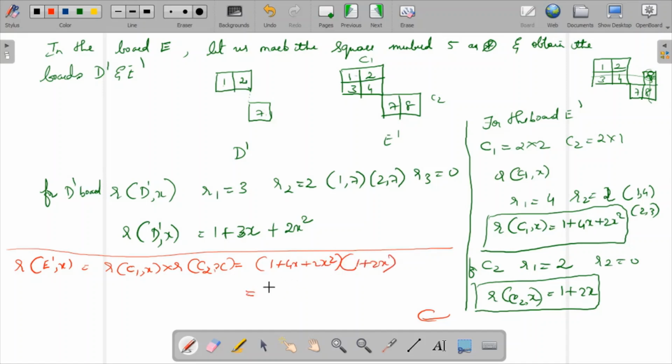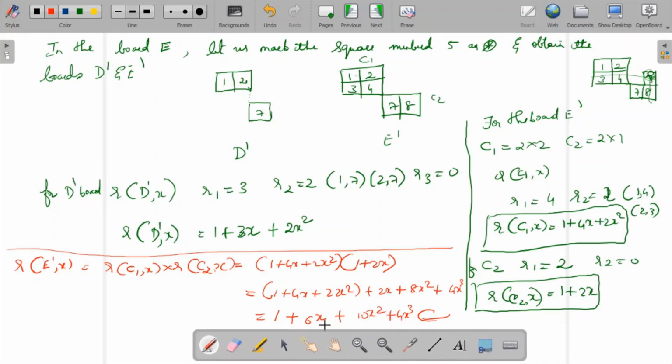So first multiply all the ones, so it would be 1 plus 4x plus 2x square. Again multiply 2x into this: 2x plus 4 2s are 8x square plus 4x cube. Combine this and it would be 1 plus 6x plus 10x square plus 4x cube. So you got this result, that is R of E dash of x.